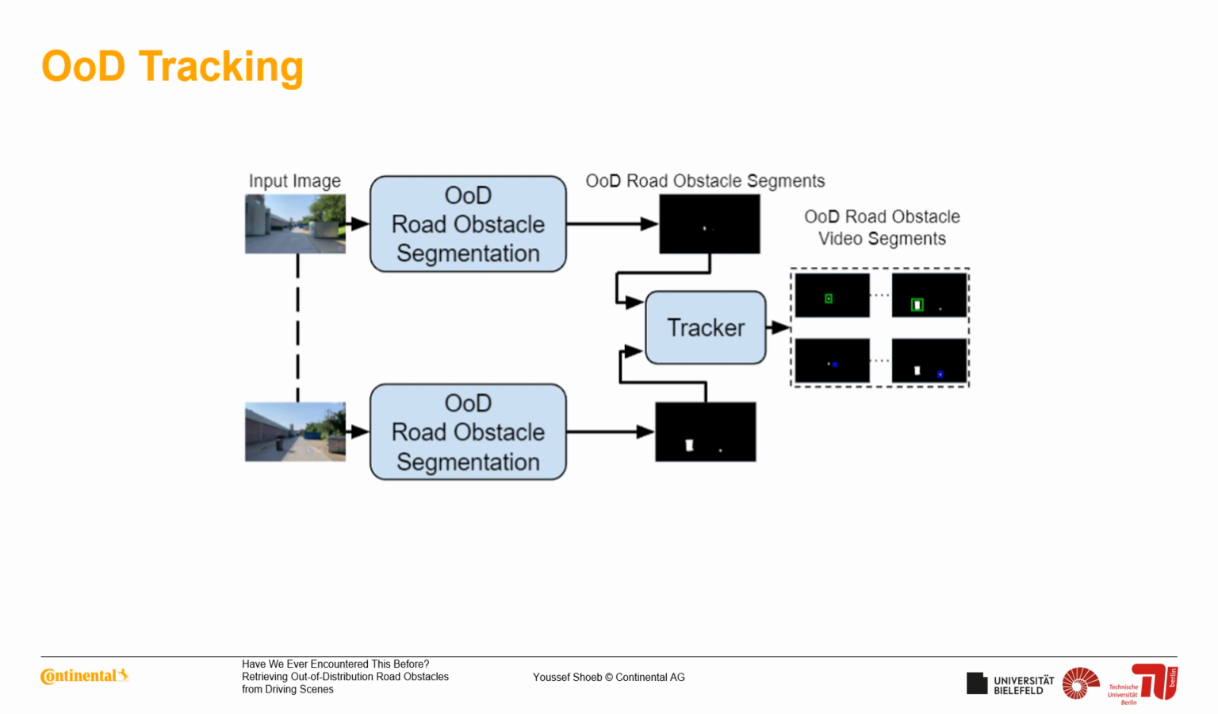The second step in our framework is the OOD tracking. For OOD tracking, we follow the tracking by detection paradigm. We combine the OOD road obstacle segmentation pipeline we showed in the previous slide with an IOU tracker. The IOU tracker takes all the OOD road obstacle segments in each frame and tries to match the detections across the sequence of frames.